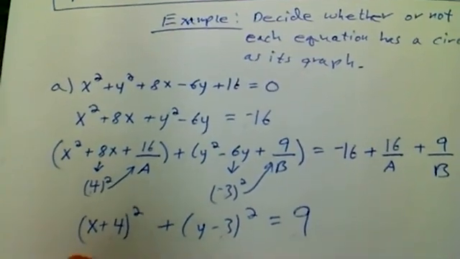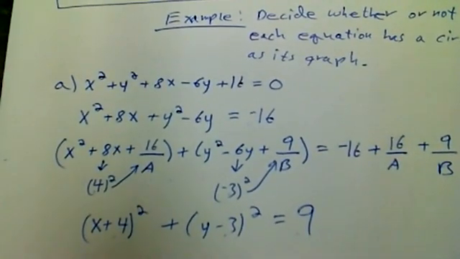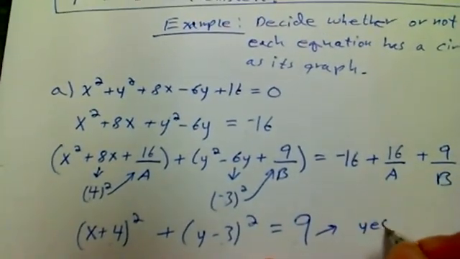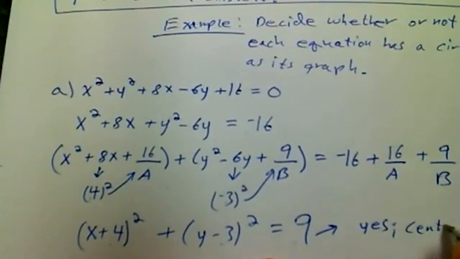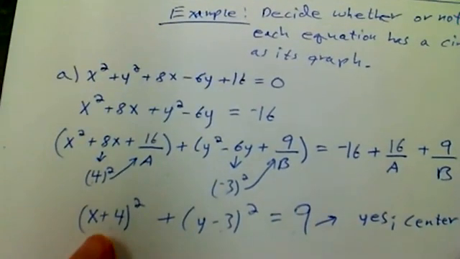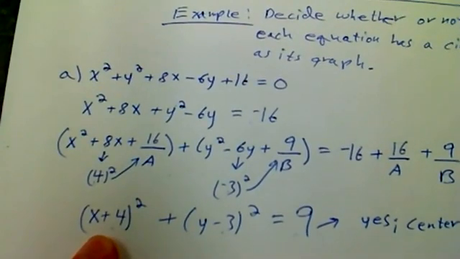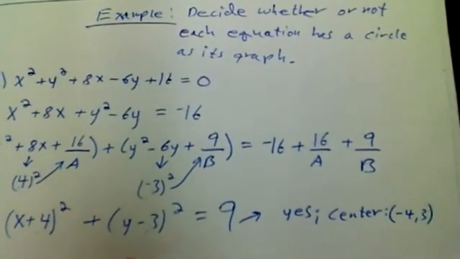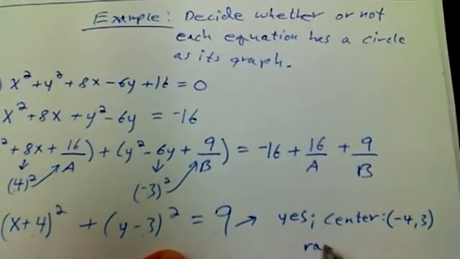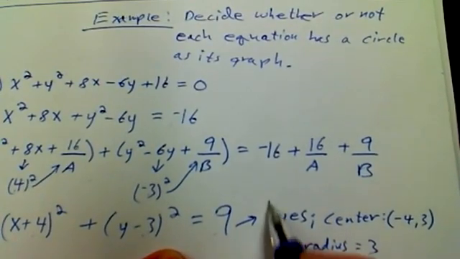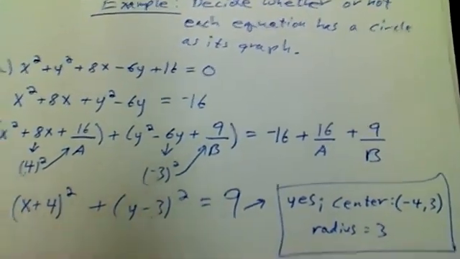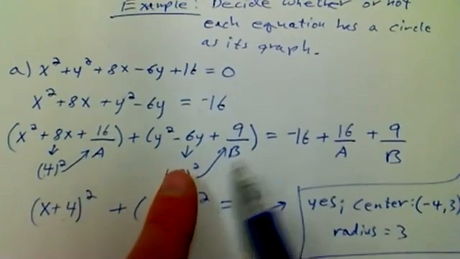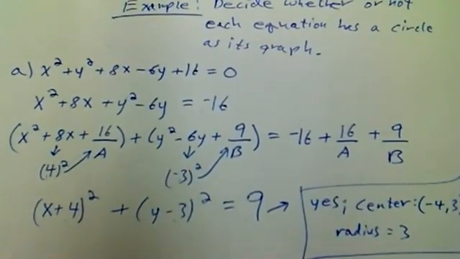And all of a sudden, look, there's our center radius form. And that's the equation of a circle with radius 3. So I could say, yes, this is a circle. It has center, I can see it's negative 4, 3. It's the opposite of the signs in here because of the formula. And it has a radius of 3. So this is a circle. Notice all I did was I grouped up my x's, I grouped up my y's, and I completed the square twice. And then I got into that nice center radius form.